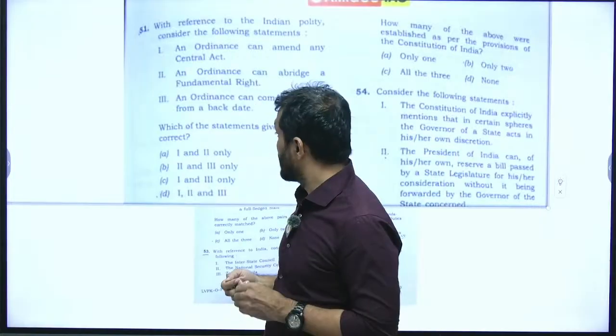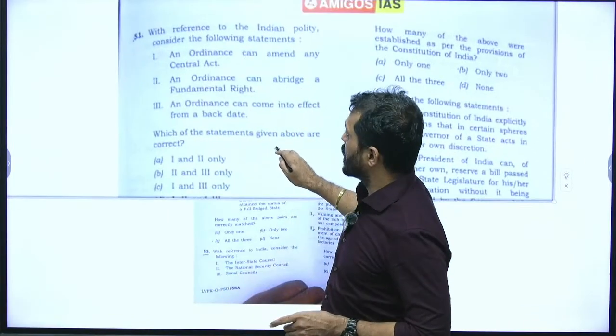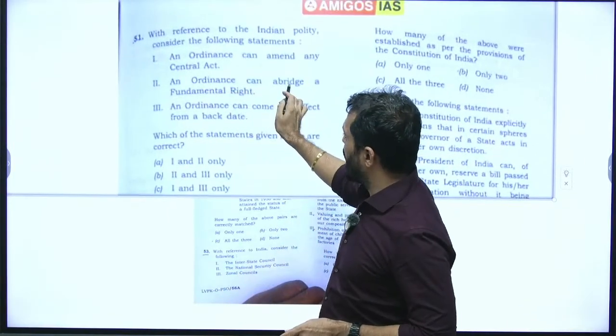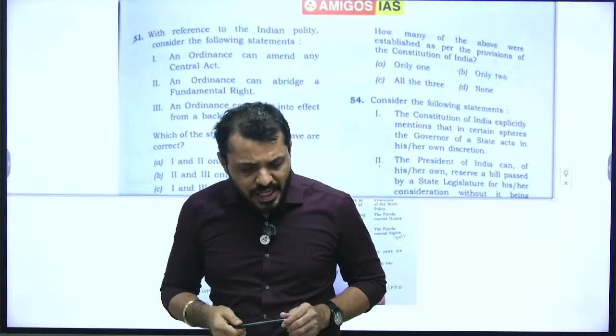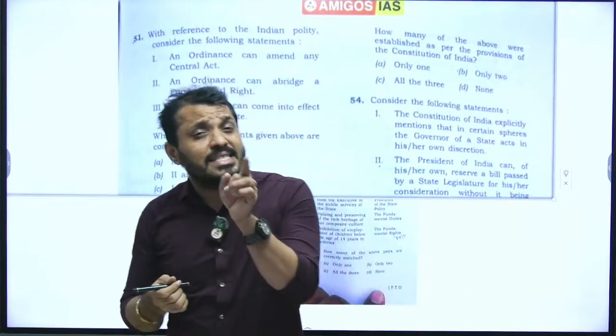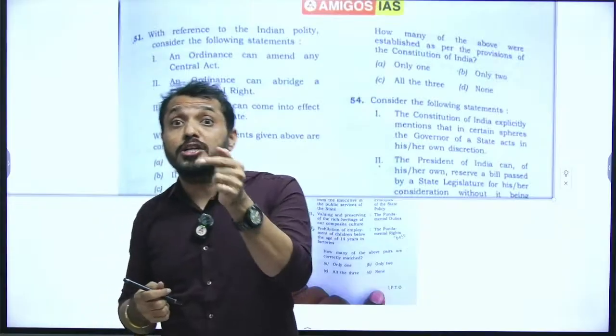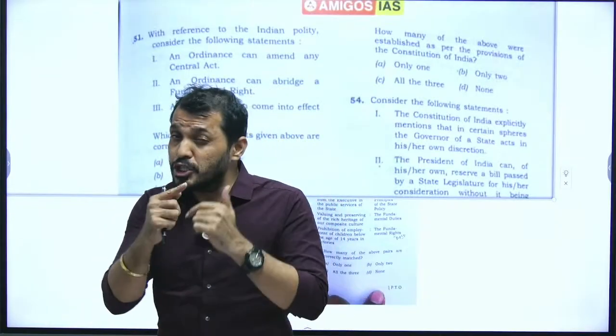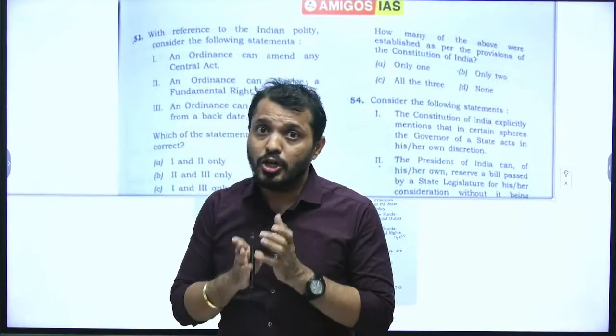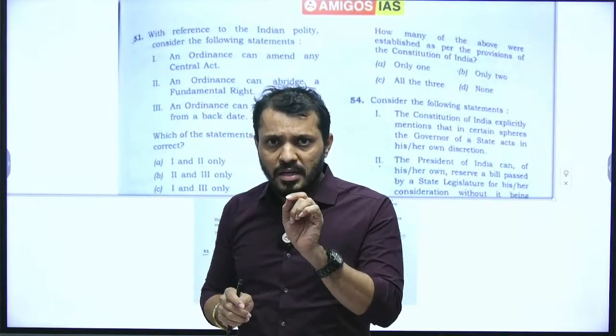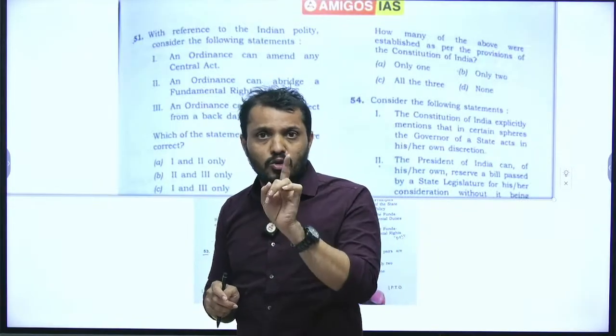That is right. And the second one is about an ordinance can abridge a fundamental right. Here you have to understand that fundamental rights can be amended only by a constitutional amendment. Can we issue an ordinance on a constitutional amendment? No. I told you clearly, an ordinance cannot be issued with respect to a constitutional amendment.